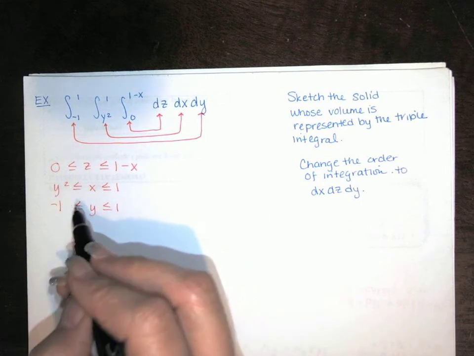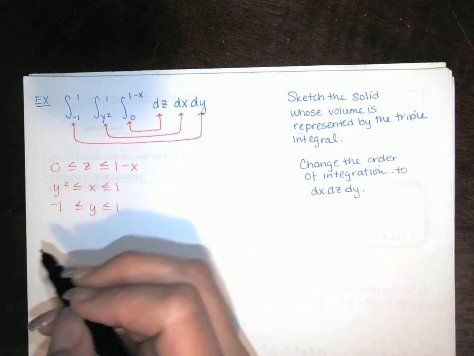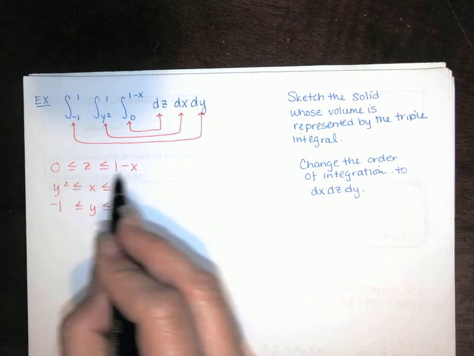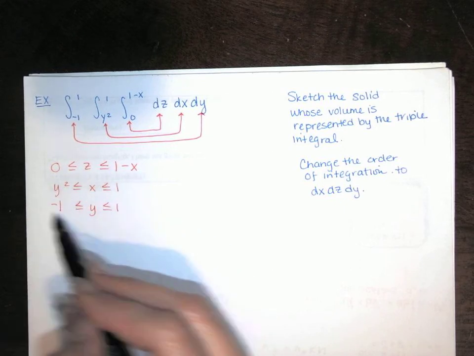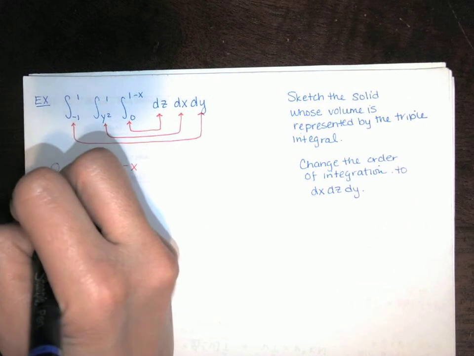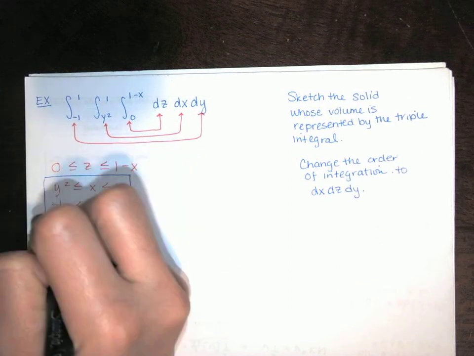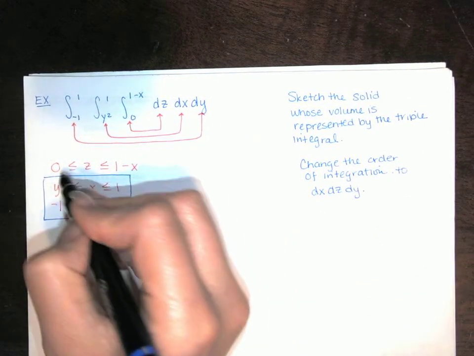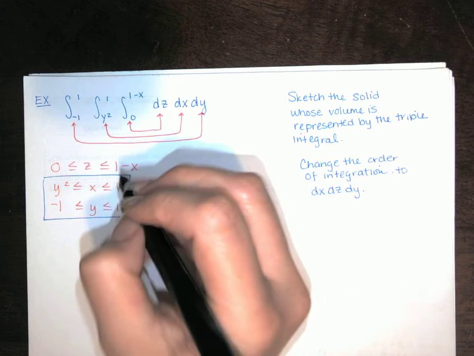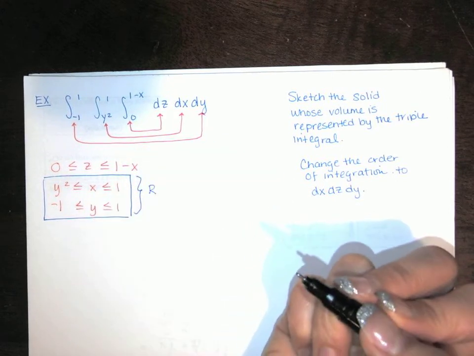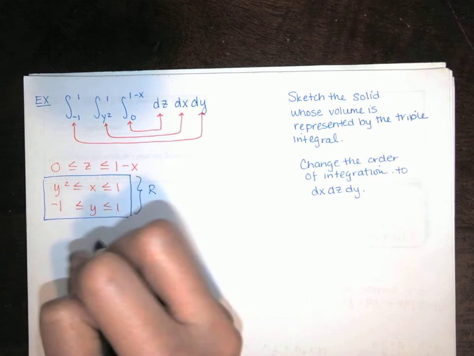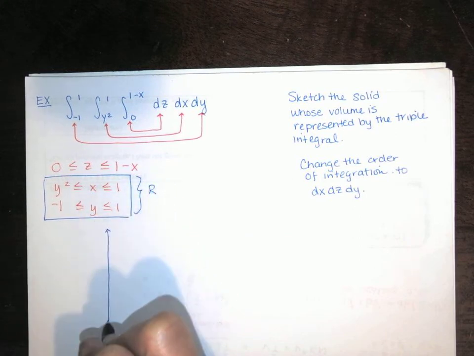So probably the easiest way to start this is to not sketch these bounds for z first, but instead to sketch the region in the xy plane. So this is telling us z goes from this bottom function to this top function. This is a description of the region R, the projection of our solid onto the xy plane. So let's look at that.